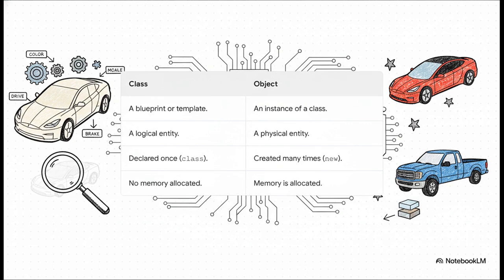Okay, this table breaks it down perfectly. A class is the blueprint. It's the idea of a car. It says, okay, any car we make will have a color, a model, and it will be able to do things like drive or brake. It's just a concept, right? It doesn't take up any memory. An object, on the other hand, is the actual car you built. It's a specific red Tesla or a specific blue Ford. It's a real thing that exists in your program's memory, and you create it using that special new keyword. So you only need one car blueprint, but you can create thousands of unique car objects from it.